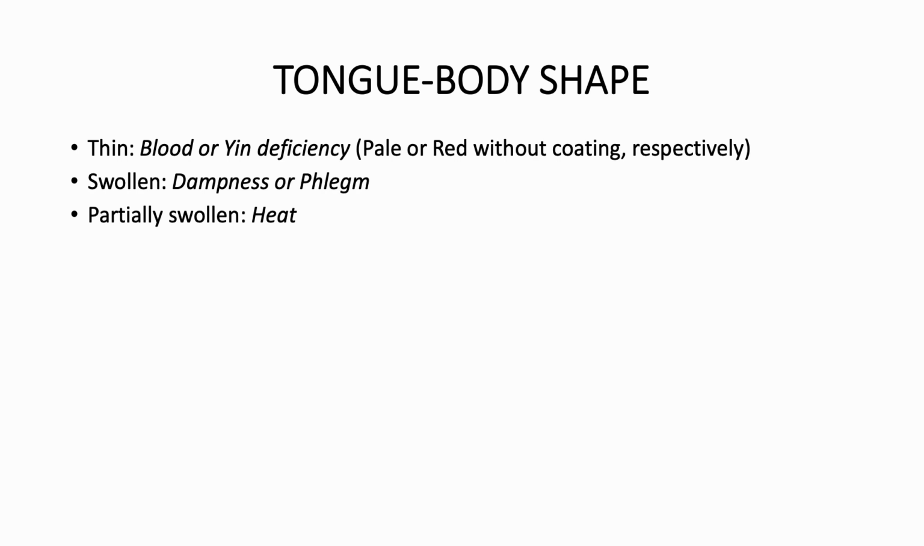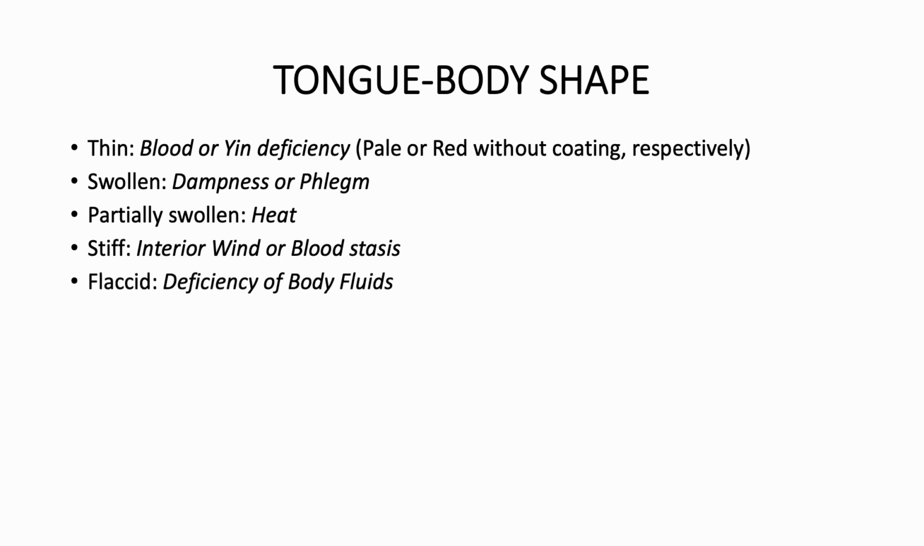A swollen red tip indicates severe heart fire, while swollen and red sides indicate liver fire. Swollen sides that are wider, usually on a pale tongue, reflect spleen deficiency. A swelling in the front third of the tongue indicates phlegm in the lungs. A stiff tongue usually indicates interior wind or blood stasis. A flaccid tongue indicates deficiency of body fluids.